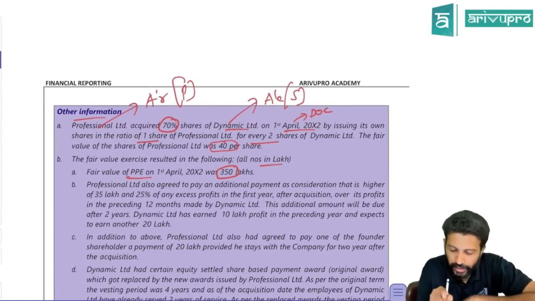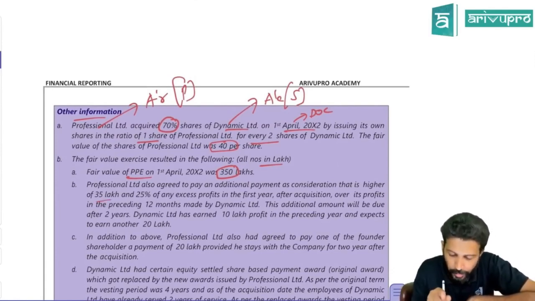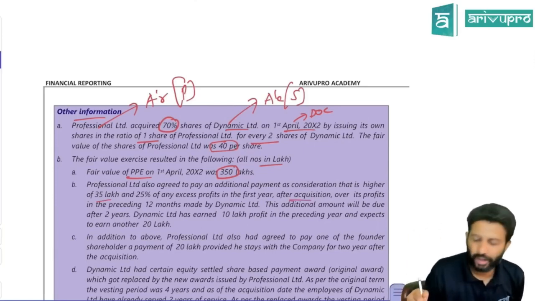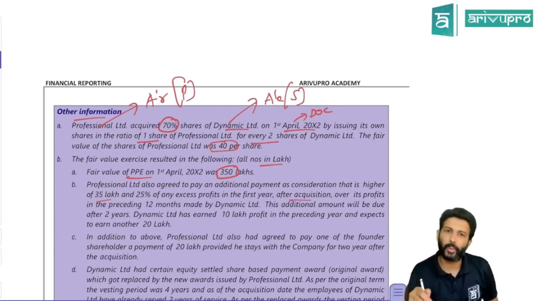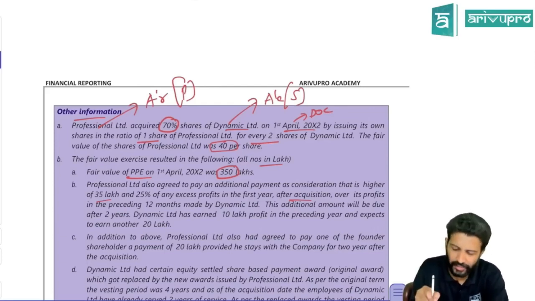Professional also agreed to pay an additional payment as consideration that is higher of 35 lakh and 25% of any excess profit in the first year after acquisition. So if they make any excess profit, 25% of that the parent will give as consideration. Okay, I think this is what we'll see.